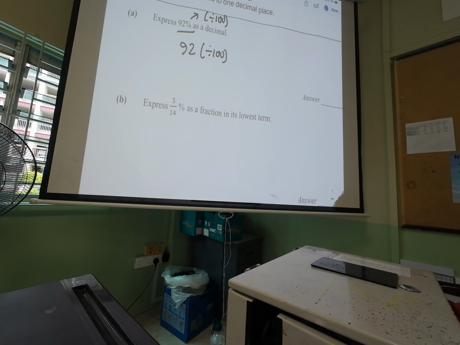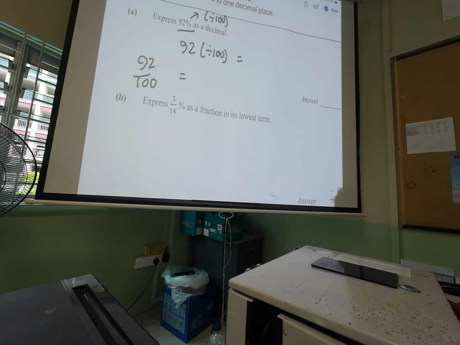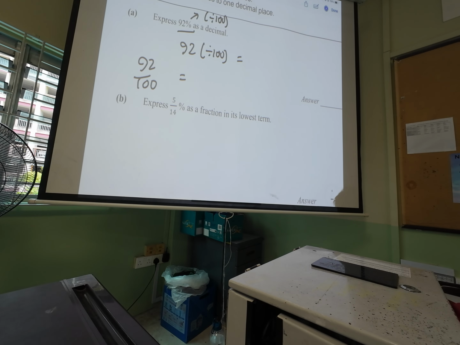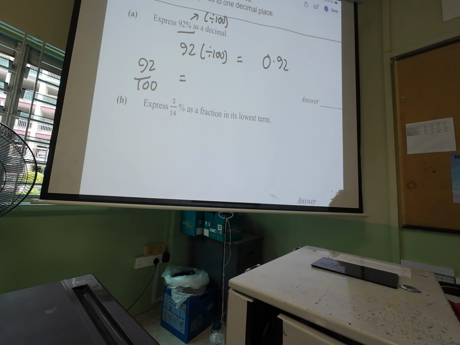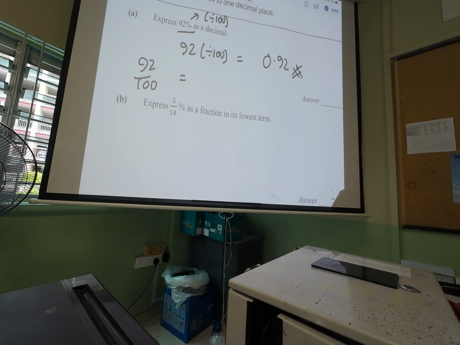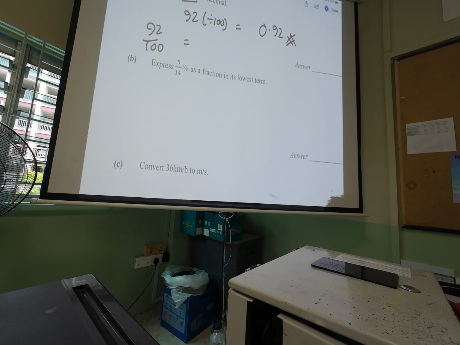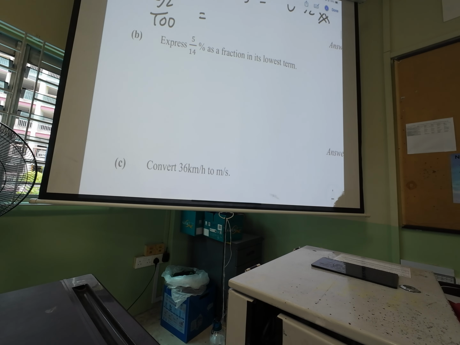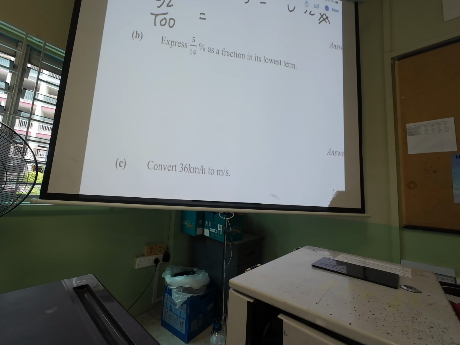Or sometimes you will see me write, just put 92 divide by 100. Then let your calculator do the job already. 92 divide by 100. Change it to decimal form, you will get 0.92. Okay? Some of you double divide and got it wrong. So, going by the same thinking, same idea.